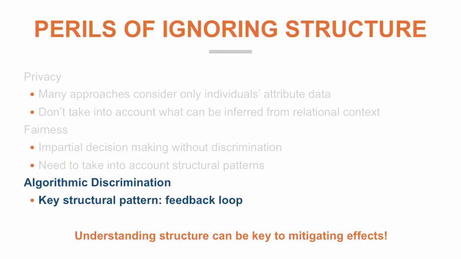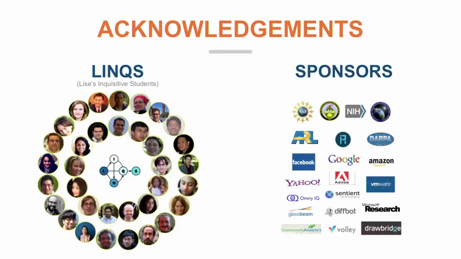And the final place where I think there's real opportunity to make use of structure and really understand things is in this notion of algorithmic discrimination. And the fundamental structural pattern there is that there's some feedback loop. And the feedback loop is something like the rich get richer and the poor get poorer and so on. So having a way of encoding that, I think, is important. And understanding the structure can end up being the key to mitigating some of the negative effects in these kinds of settings.